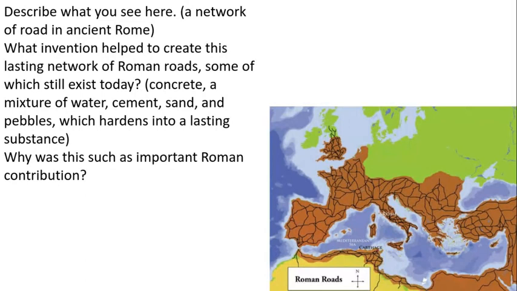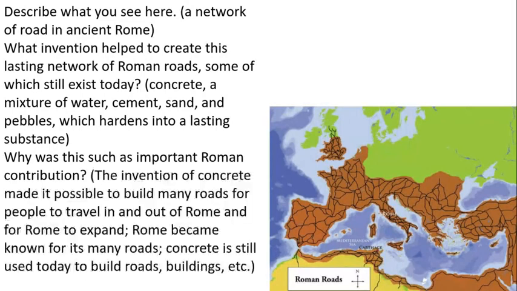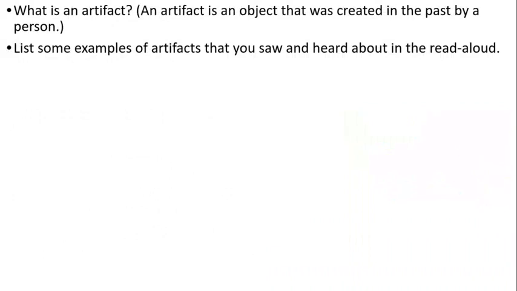Why was this such an important Roman contribution? The invention of concrete made it possible to build many roads for people to travel in and out of Rome, and for Rome to expand. Rome became known for its many roads. Concrete is still used today to build roads, buildings, and more. What is an artifact? An artifact is an object that was created in the past by a person.